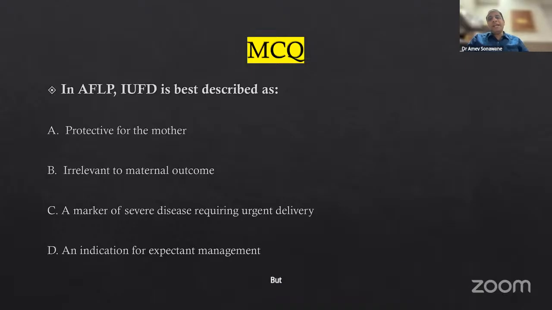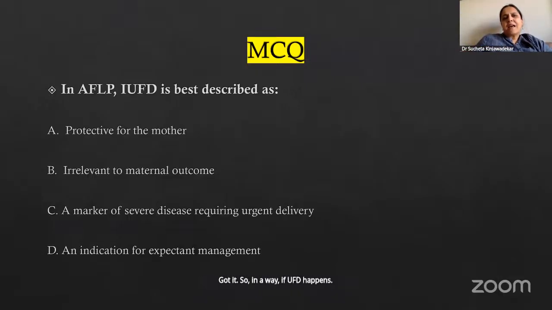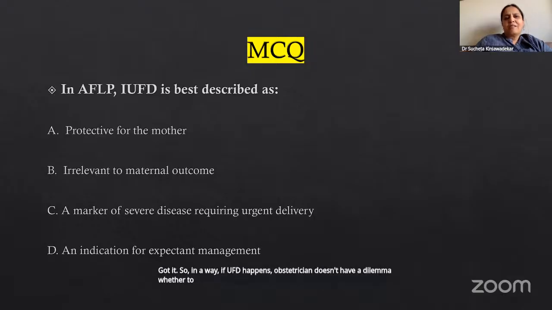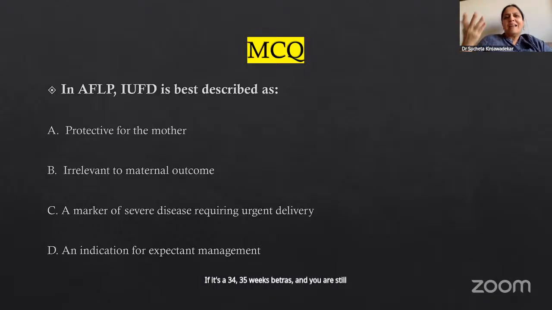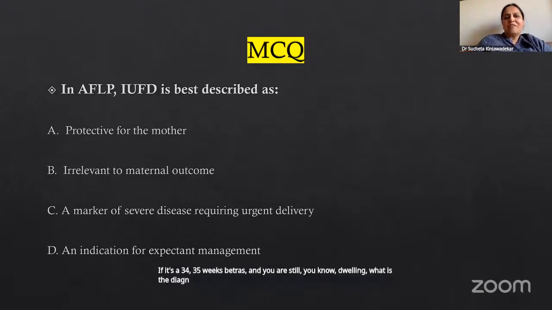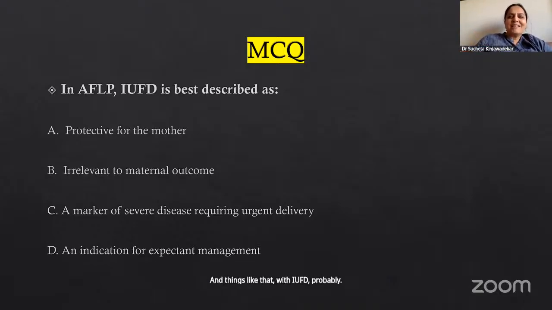But we must try and expedite the delivery as early as possible, before such an eventuality happens, if the baby is mature enough in terms of its lung. Correct. So, in a way, if IUFD happens, the obstetrician doesn't have a dilemma whether to deliver or not. If it's a 34, 35 weeks fetus and you are still dwelling on what the diagnosis is, should I deliver? Should I wait for steroids to act? With IUFD, probably it's easy to take the decision of delivery.